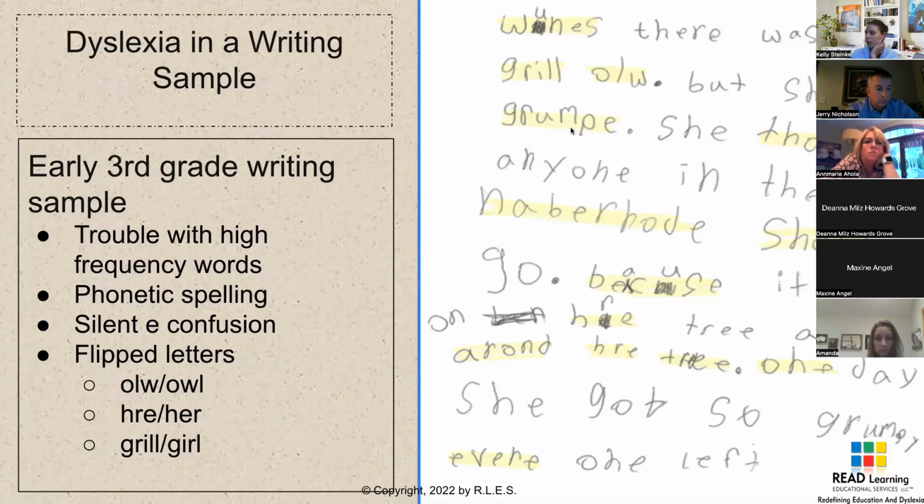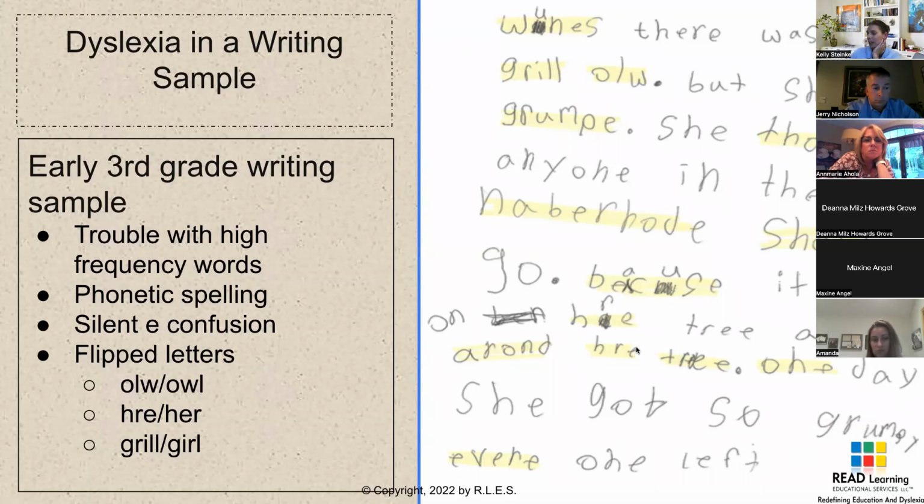in the wrong order. If you look at the second line here, we've got the word owl with the W and the L flipped around. And then we've got girl spelled as grill, so the R and the I are flipped around. We have one other flip with her. So her is spelled twice, H-R-E.